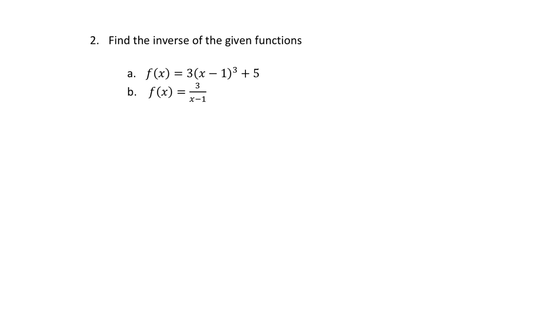For question number 2, find the inverse, also from Unit 1. We're going to, for part A, switch the place of x and y, or switch the place of x and f of x. So f of x becomes x, and x becomes y. And then we need to get y out by itself. So we got to subtract 5, divide by 3.